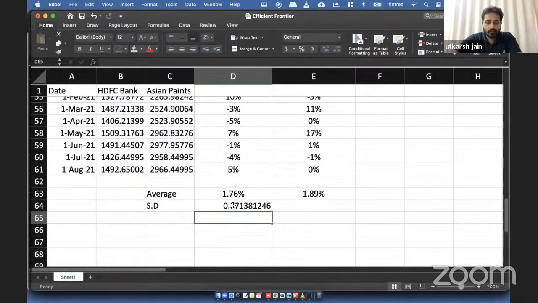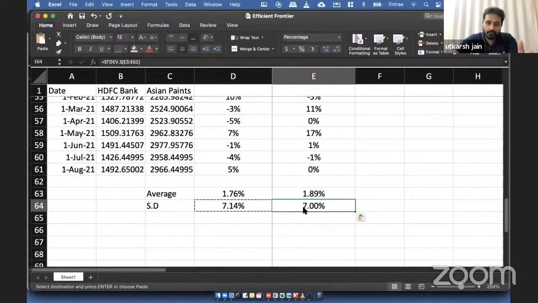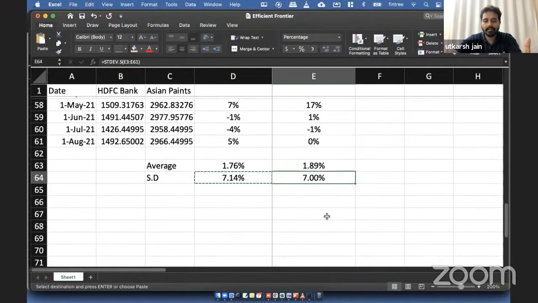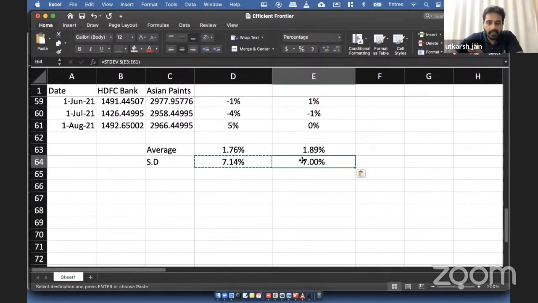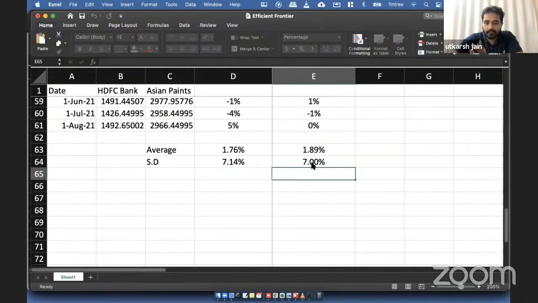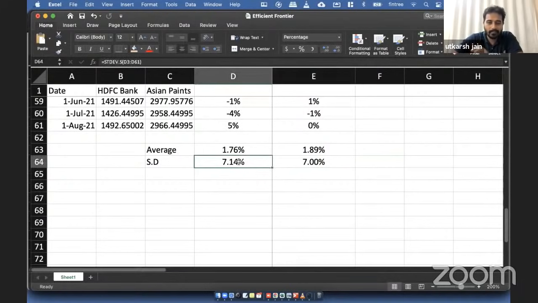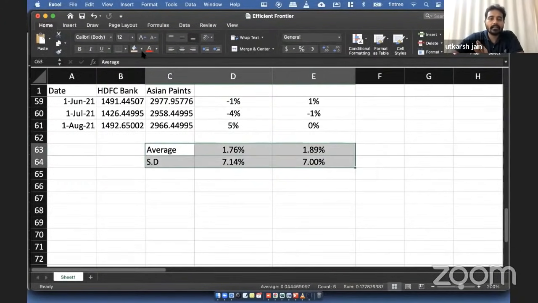Yes, I'm using the standard deviation of the sample. And wow, we're getting a pretty large standard deviation for HDFC Bank of 7%. And we're getting a fairly large standard deviation for Asian Paints as well. The standard deviation for Asian Paints is roughly about 7%, and for HDFC Bank is 7.14. So what do we have now? We have the expected return and risk available in the portfolio. Okay, now is this the past return or future return?